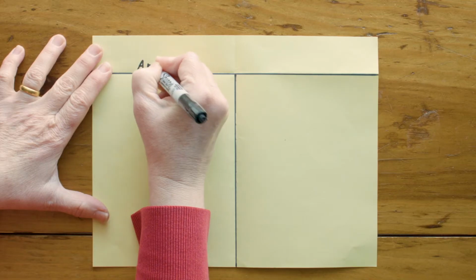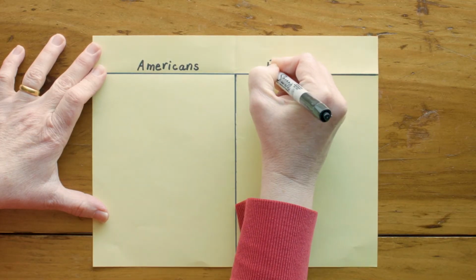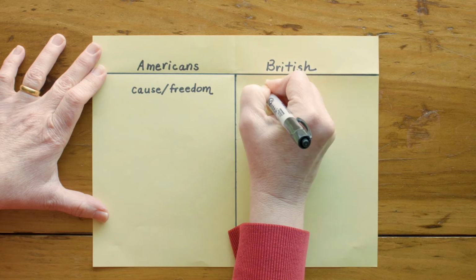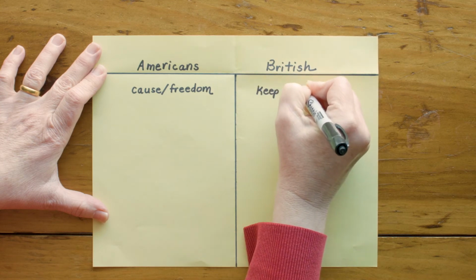Let's think about the Americans and the British. The Americans had a great cause. The cause was freedom from rule from Britain. The British were far away from where they lived, thousands of miles across the Atlantic Ocean. The Americans had a makeshift militia, and they were often called Minutemen, ready at a moment's notice.